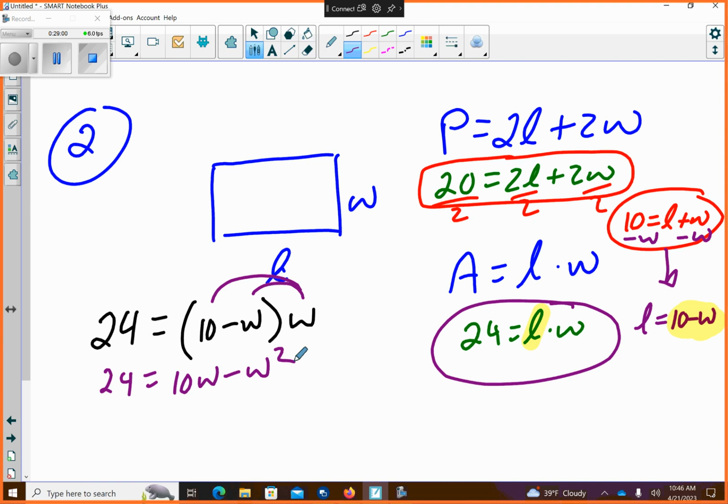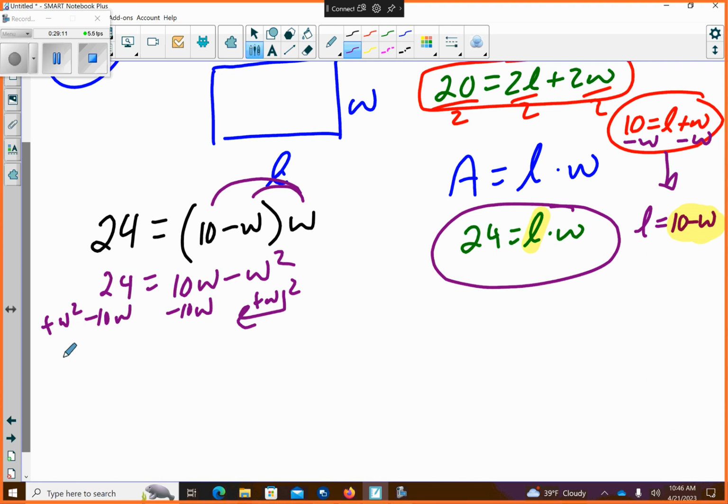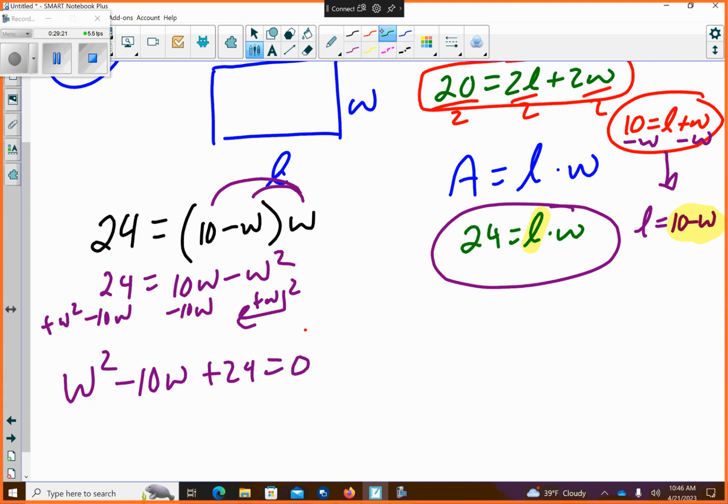I could do that. I can move this over by adding W squared, minus 10W. So let's see what this comes out to. W squared minus 10W plus 24 equals 0. Should we go right to the quadratic, or do you think we could maybe factor it? I get a positive 24, agree? In order to get a positive 24, if that's a negative, I know both signs are negative, agree?